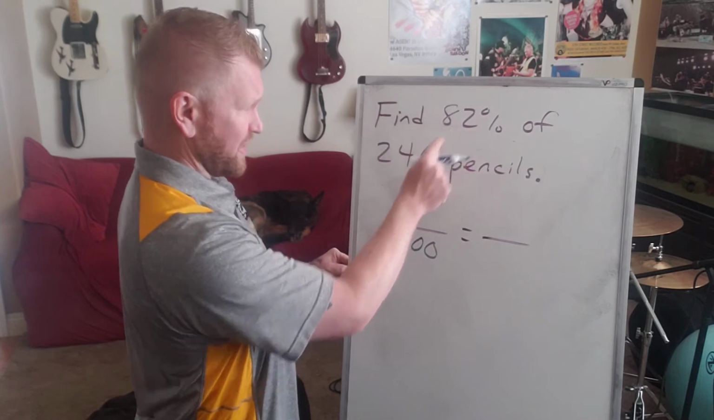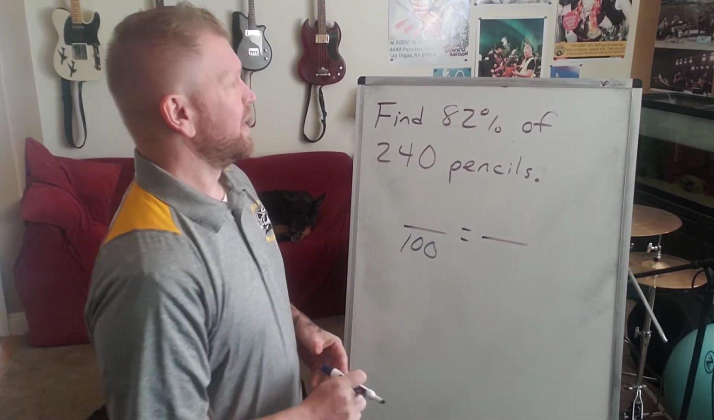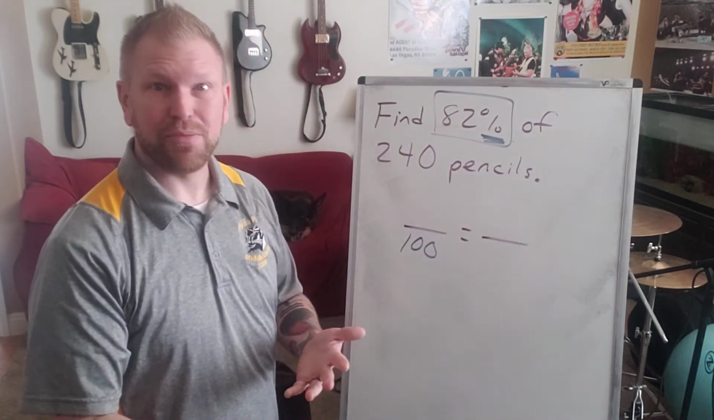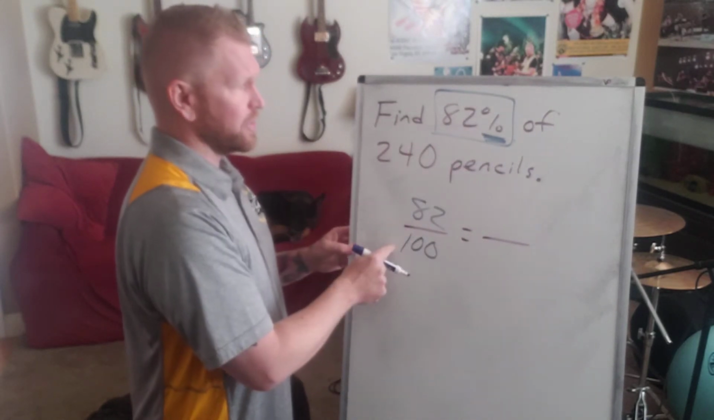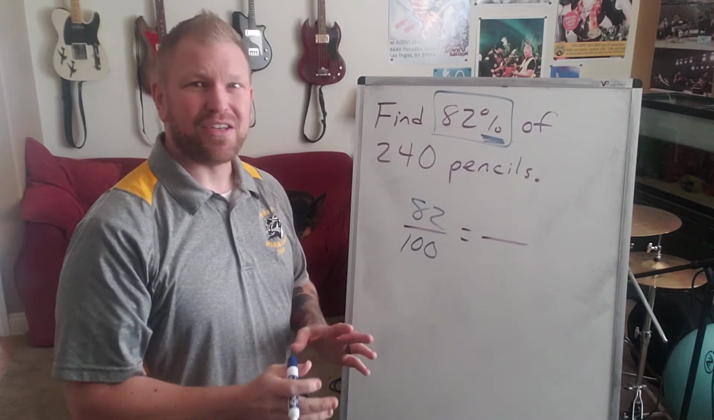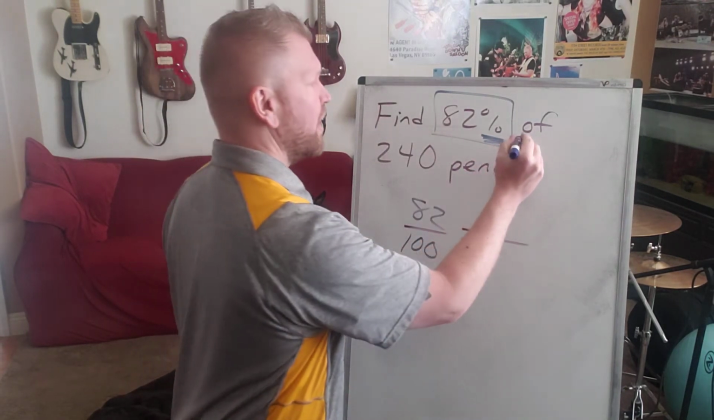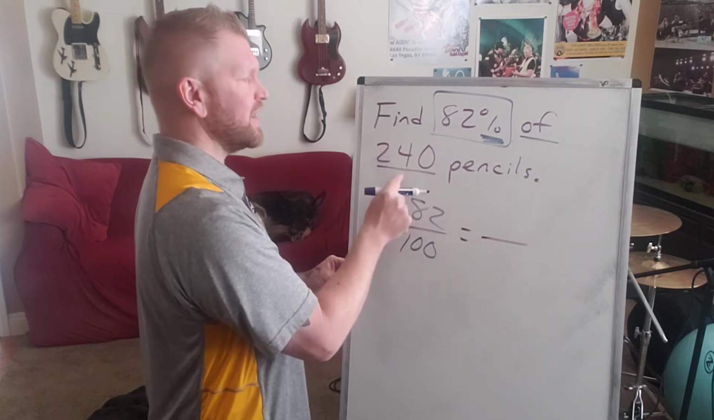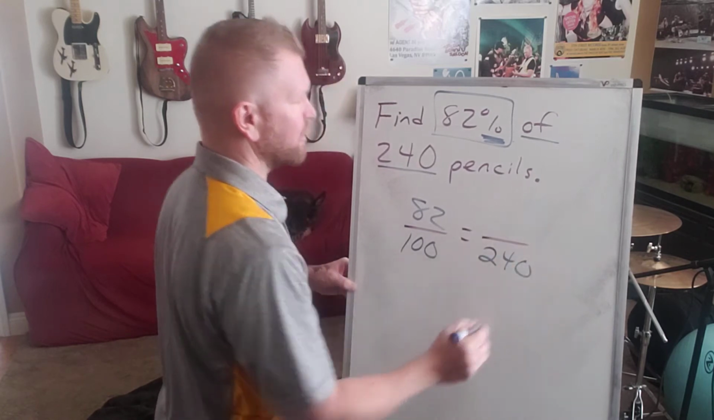Is this number the percent? Some of the problems, we don't know the percent, we have to figure it out. Well, in this one, this is the percent, because it's got the percent symbol. So let's put 82 there. 82% means 82 out of 100. Now, is this the is number or the of number? Again, those are not technical math terms, but those are context clues. Check it out. It says find 82% of 240 pencils. Of 240 pencils means this is the of number. So is over of, it's out of 240, it goes there.